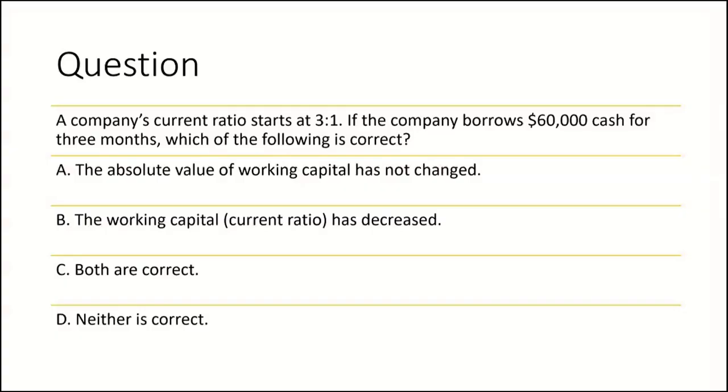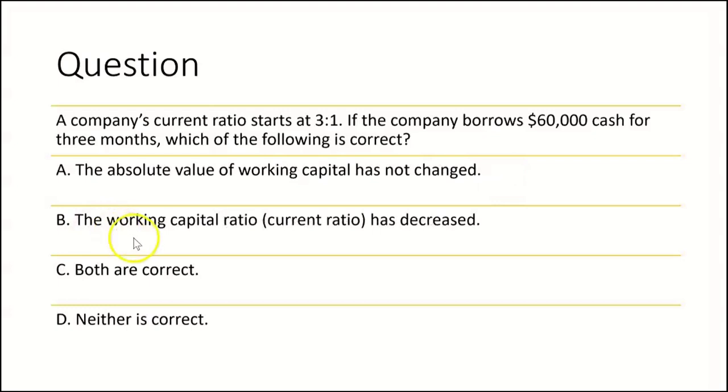Let's try this. A company's current ratio starts at 3 to 1. If the company borrows $60,000 cash for 3 months, which of the following is correct? A says the absolute value of working capital has not changed. Is that true? Yes, because if the company borrows $60,000 cash for 3 months, you've got current assets going up and you've got current liabilities going up. So the absolute value, the dollar amount of working capital, stays the same before and after the transaction.